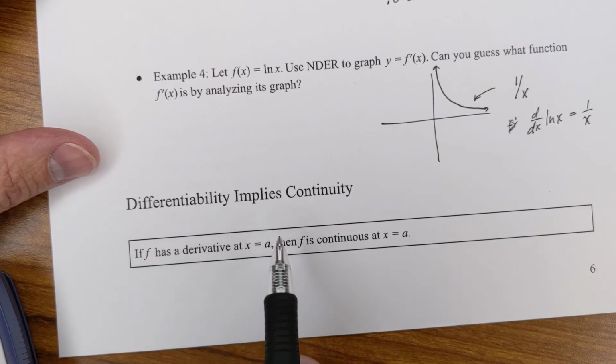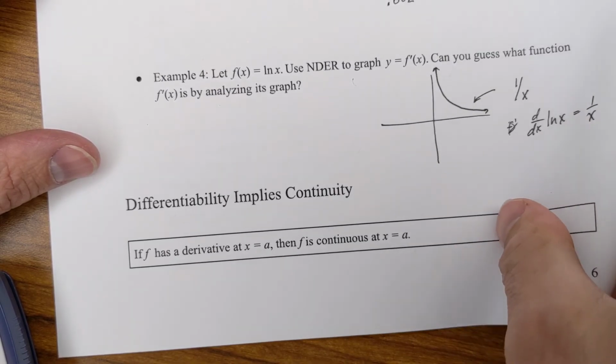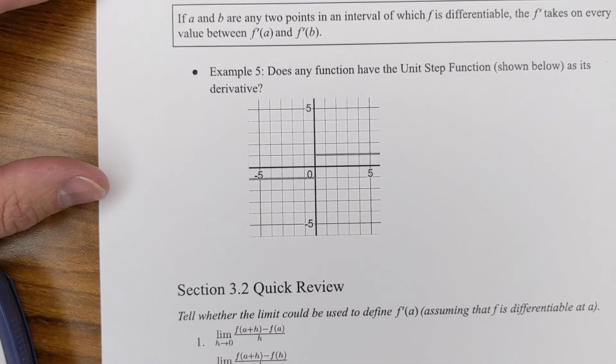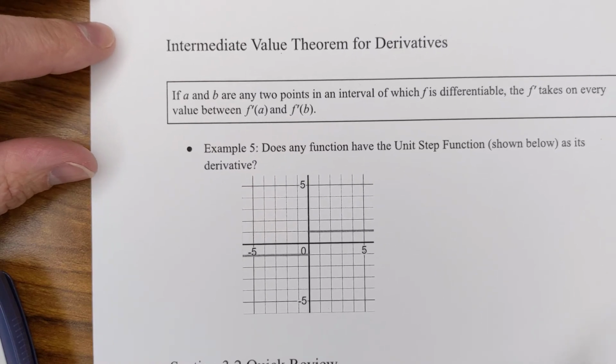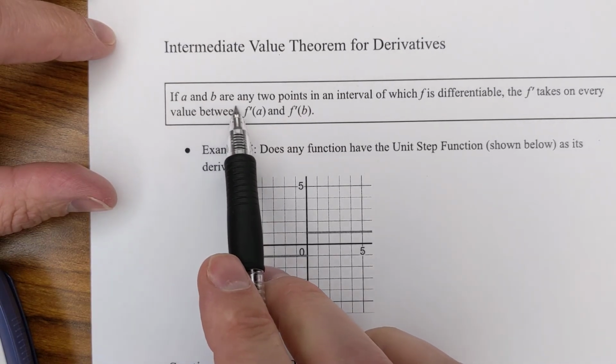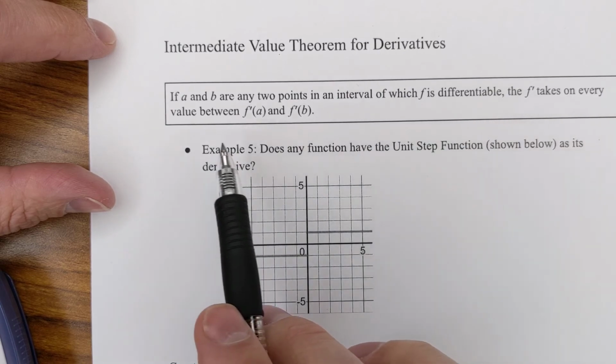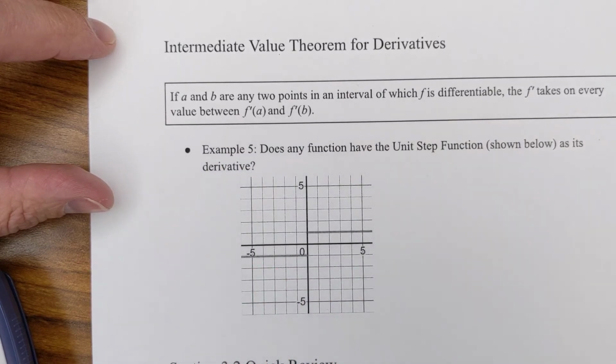Okay, so if f has a derivative at some value, then it's also continuous because you're essentially approximating with the line, so it has to exist there. And then we've got the intermediate value theorem. It says if a and b are any 2 points in an interval in which f is differentiable, then f prime takes on every value between f prime of a and f prime of b.